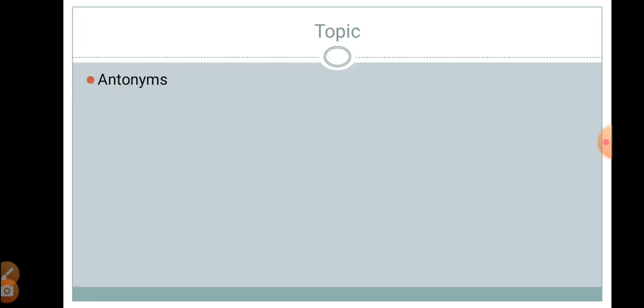Let's look at the topic of today, which is antonyms. I know you are aware of antonyms. So, what is antonyms? Before we proceed, let's forge ahead. The content we are going to cover today: the definition of antonyms and the direct opposite words of antonyms. These are what we are going to cover today.